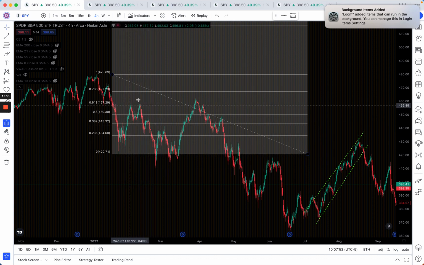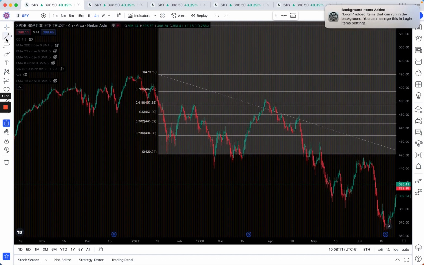So this right here is an area where people are looking to either go long, which is a lower probability, or most likely look to go short right here. And had you gone short here and got out at this break, and had you gone short here and got out at this break, you would have made really good money.